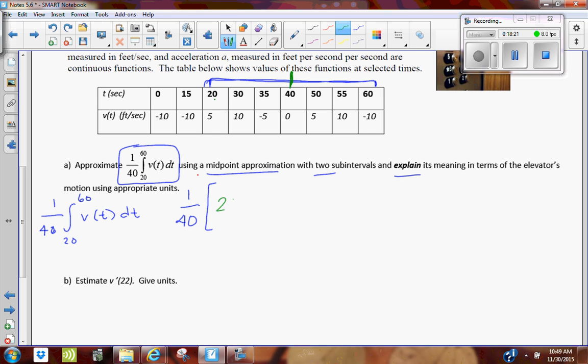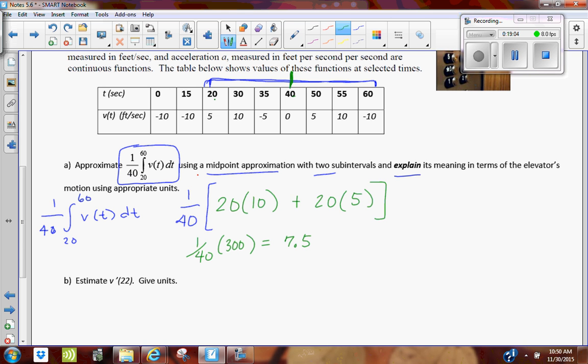All right. 20 to 40 is 20. The middle of that would be at 30, so you pick up the 10. 40 to 60, middle of that would be 50. All right, do you want to compute this? 200 plus 100 is 300. 1/40th of 300. 30 over 4, 7.5. Now on the test, obviously you probably wouldn't do that, right? You were going to leave it.